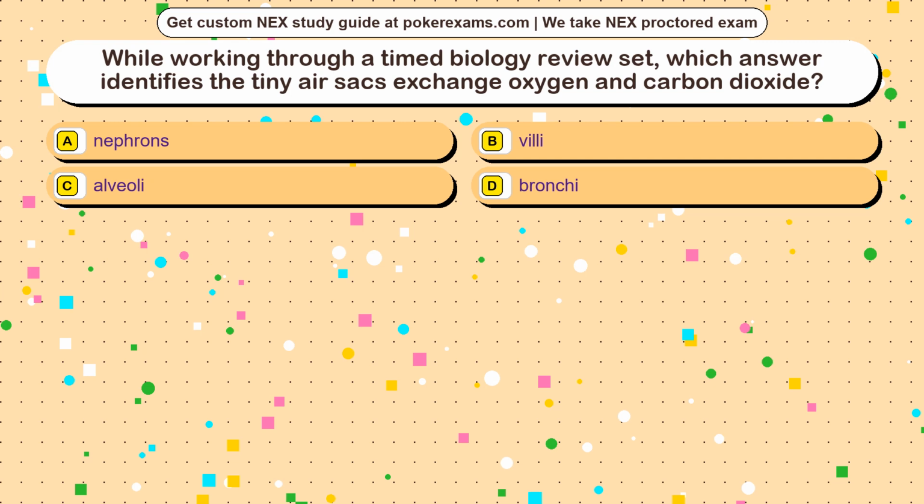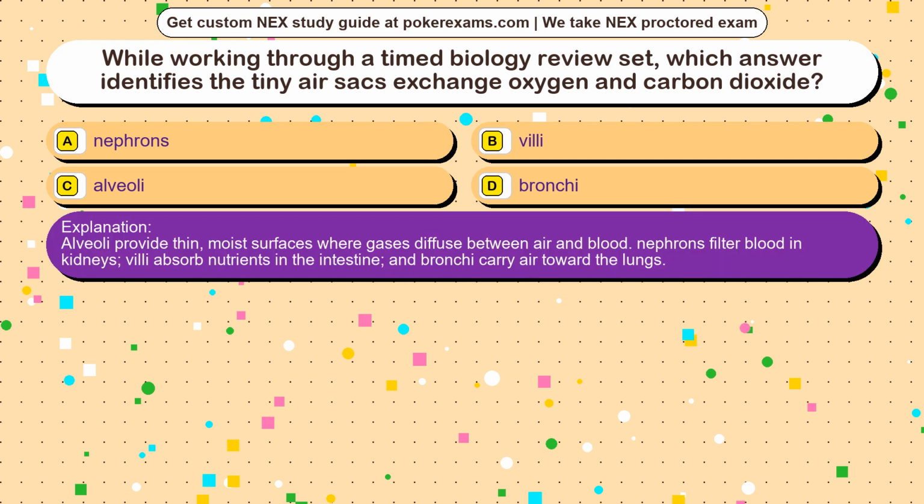The correct answer is option C. Alveoli provide thin, moist surfaces where gases diffuse between air and blood. Nephrons filter blood in kidneys, villi absorb nutrients in the intestine, and bronchi carry air toward the lungs.